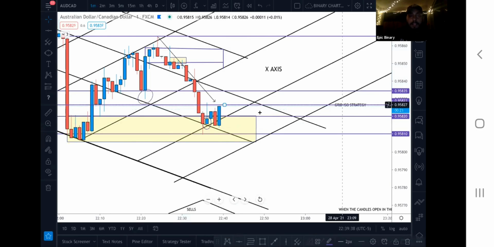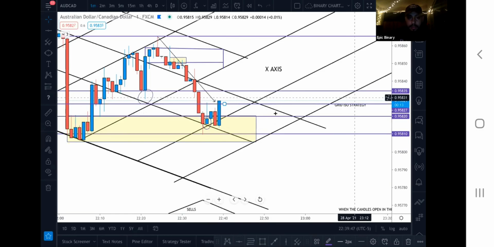I say it's going to probably go here and then retest. Yep, there it goes. Oop, I'm trying to move these letters here. Woo! There it goes.